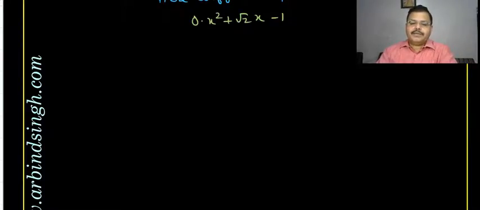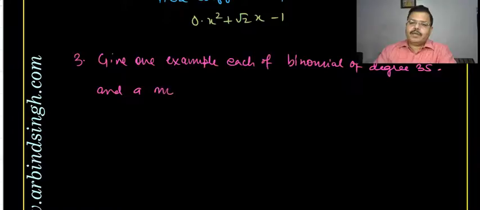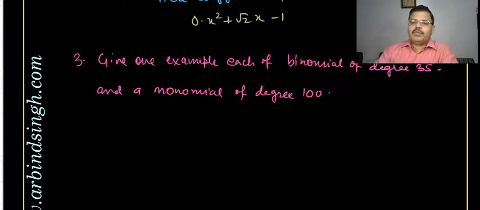One more question I would like to take here. That is question number 3. And what is that question? Try to understand. Give one example each of a binomial of degree 35, a polynomial of degree 10, and a monomial of degree 100. Binomial and monomial, what are these? This is the other classification of polynomials.